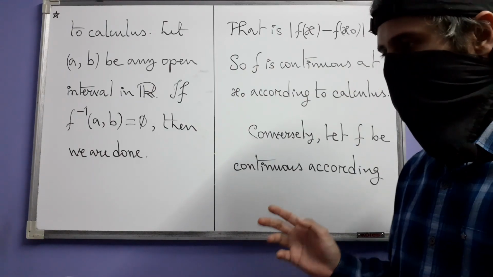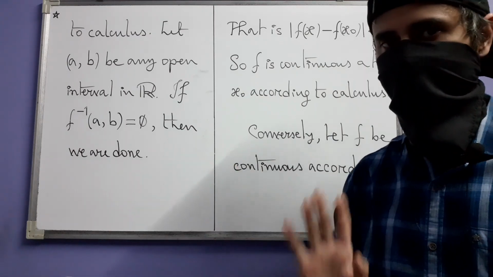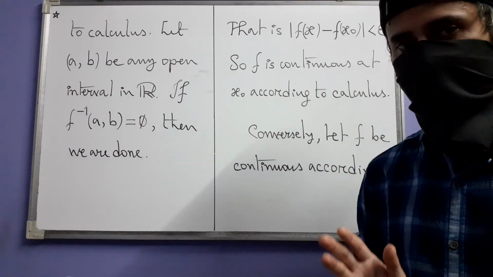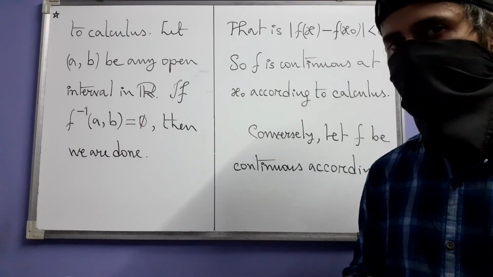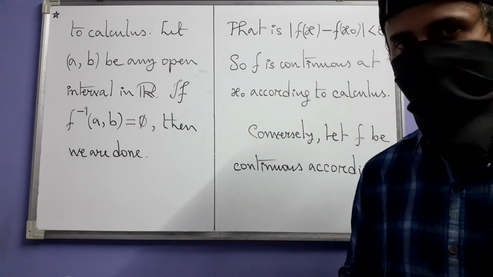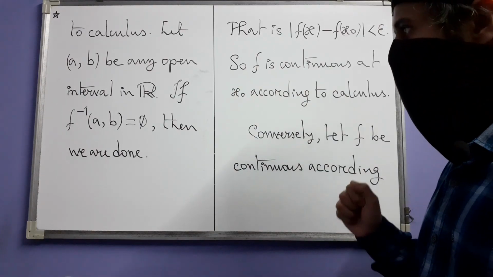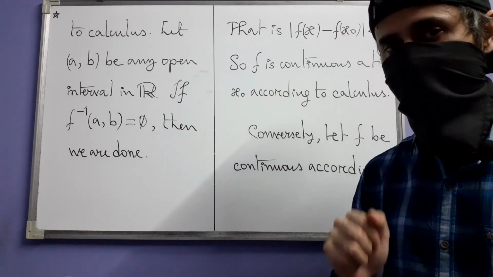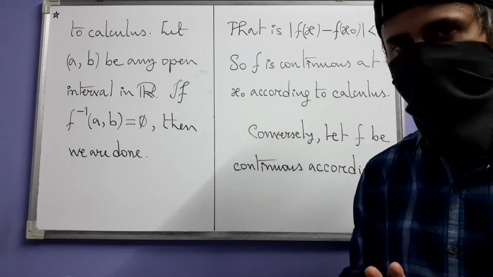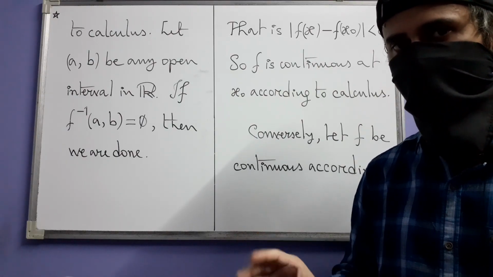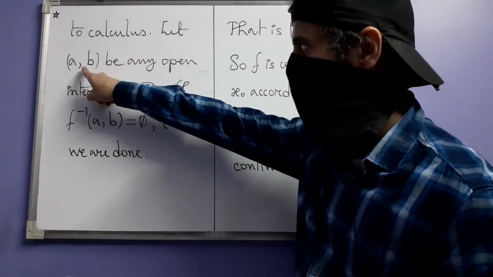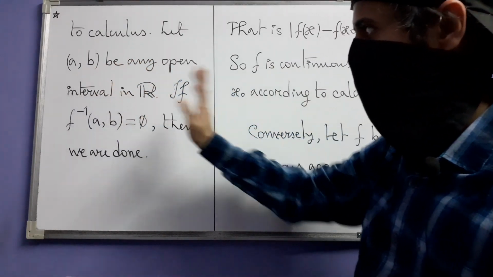But actually you need not go to that generality, because the standard topology on R is generated by open intervals. They form a basis for the standard topology, so it's enough to show that inverse images of open intervals under f are open again. Not necessarily open intervals, but open sets in R. So that's why we have chosen any open interval in R.